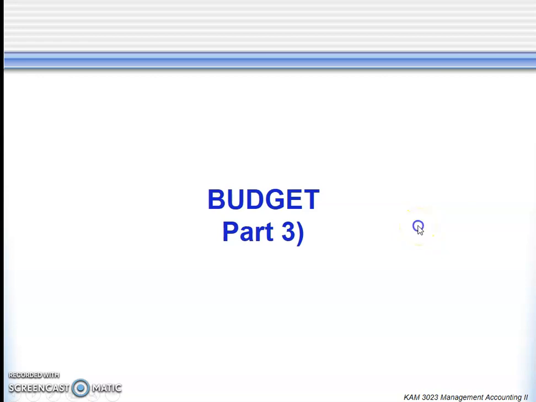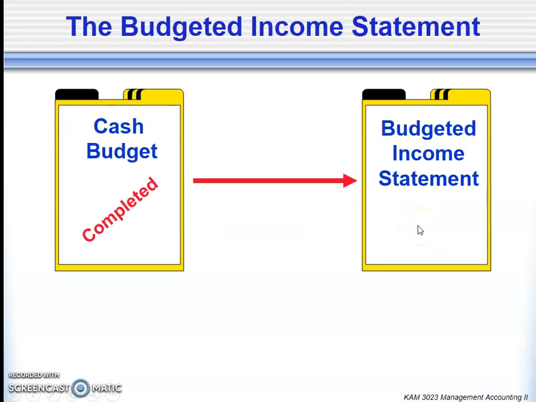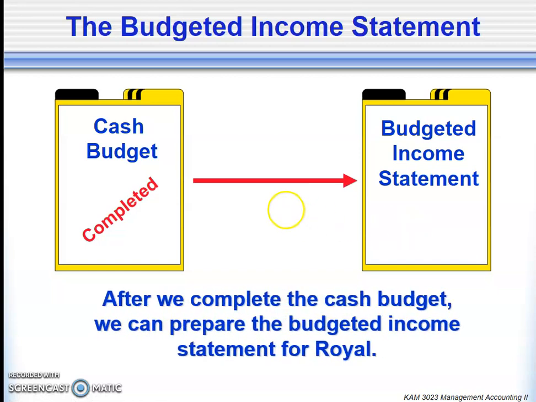Budget Part 3. Budgeted income statement. Okay, if we complete the cash budget, we will go to the budgeted income statement.